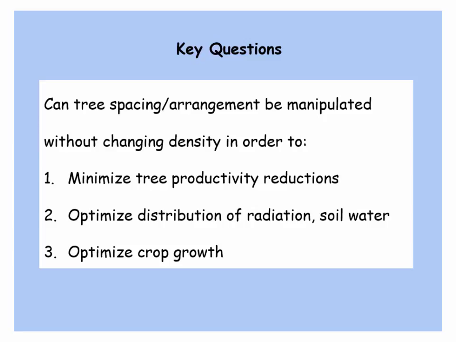When we do agroforestry, the wood component, the density that you need might be part of your objective. What if you don't want to change that density? Try to manipulate the spacing to achieve, say, better tree productivity or crop productivity. Can you minimize the competition? Can you have a way around it? To some extent, by using the spacing, you are changing the density. That would be our hypothesis.